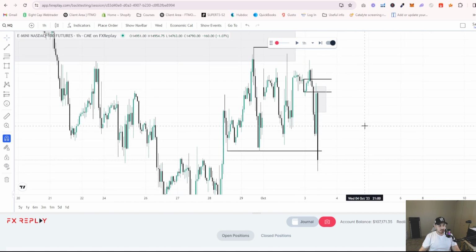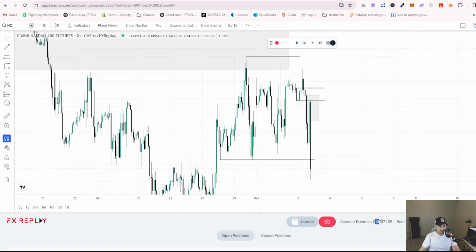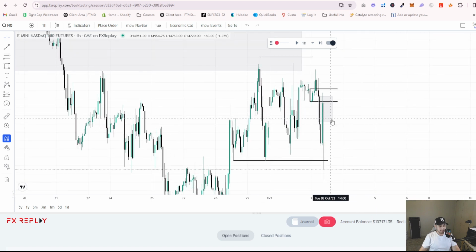I'm telling you guys, the unicorn setup is a very high win rate model, and that's why I like focusing on this, and that's why I wanted to show you guys the unicorn model, because it's a very beginner friendly model and it has helped me get a lot of payouts. So we're up 7% on this account. We're up $7,000 for the week.